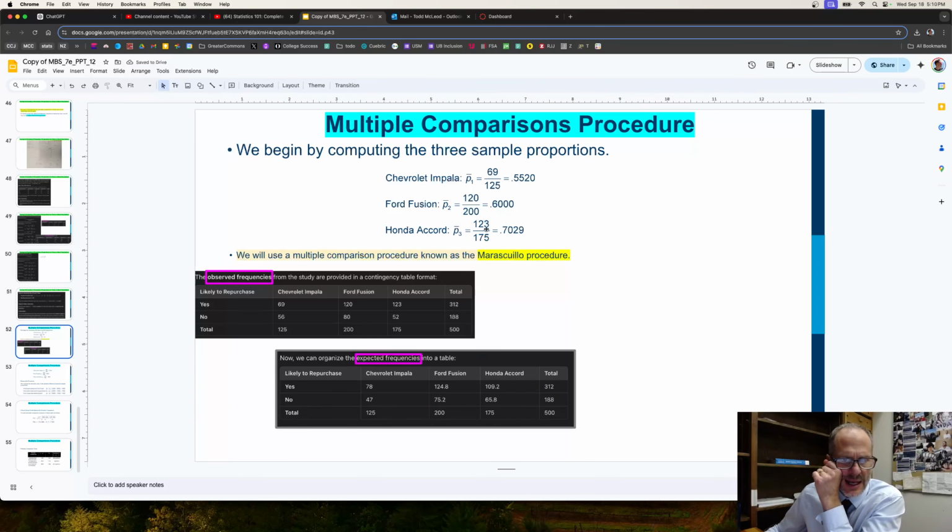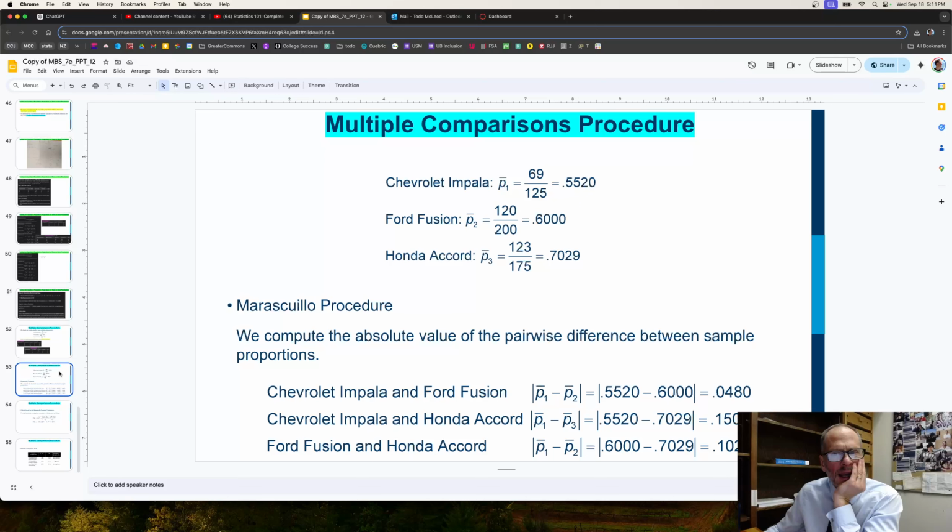So here we have 69 over 125. These are the observed: 69 over 125, and 120 over 200, and 123 over 175. So we see the proportions here of people who would repurchase. They've said yes. And just looking at this, you could see that with Accord a lot more people are going to repurchase, and a lot fewer people are going to repurchase if they have Impala, and there's like a 15% difference between those two. That's kind of cool.